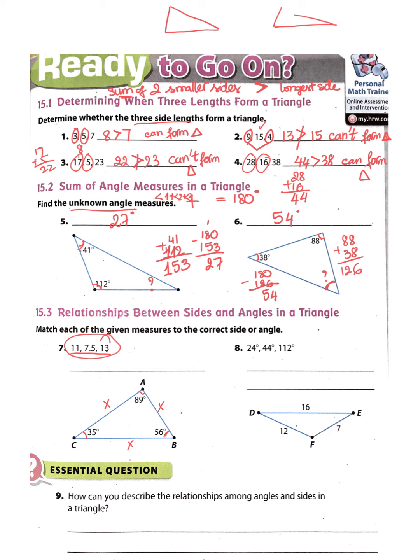Based on the relationship of the angles, we can find out where these side lengths are going to go in the triangle. The opposite of the biggest angle will have the longest side length. So which one is the biggest angle? Angle A, angle B, or angle C? It's angle A, right? It's 89 degrees. It's the biggest one, so it will go with the longest side length. Is that going to be 11, 7.5, or 13? It will be 13, right?